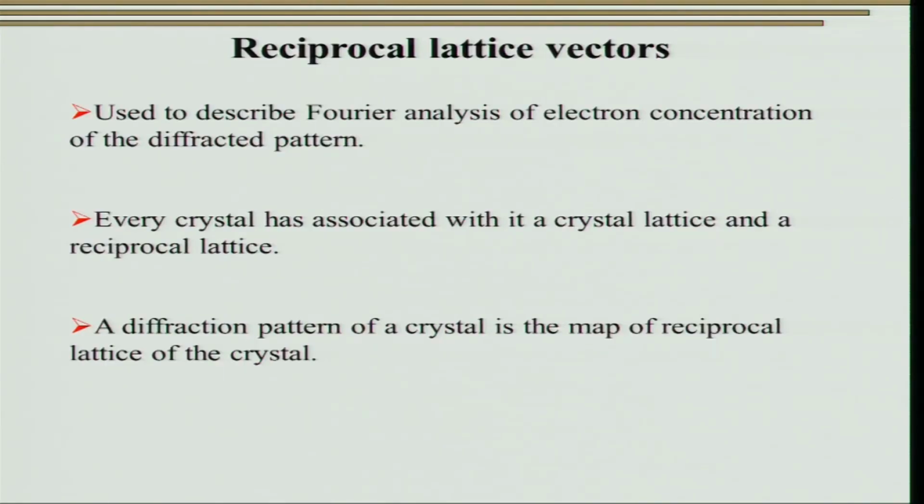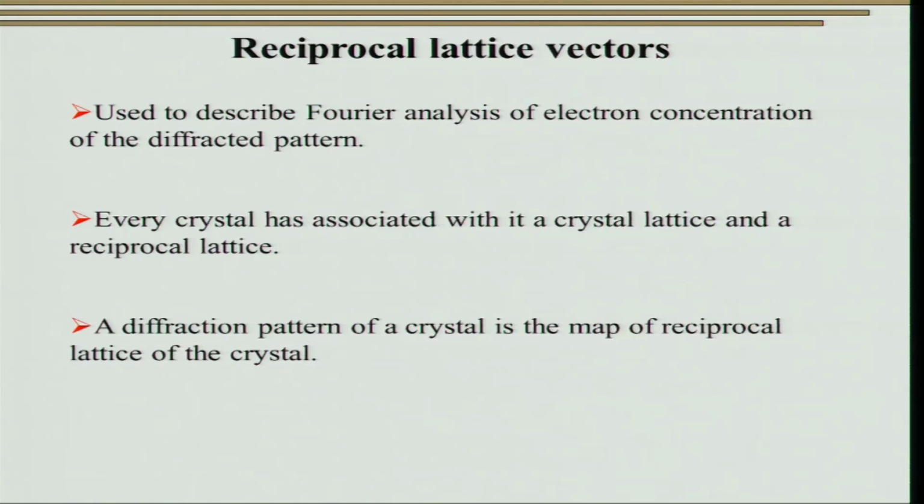As I have mentioned, or rather you must be aware, all the diffraction or interference that we studied can be essentially described in terms of Fourier analysis of the electron concentration in the diffracted pattern. Every crystal therefore has a crystal lattice and, at the same time, a reciprocal lattice associated with it. A diffraction pattern of a crystal is nothing but the map of the reciprocal lattice of the crystal.